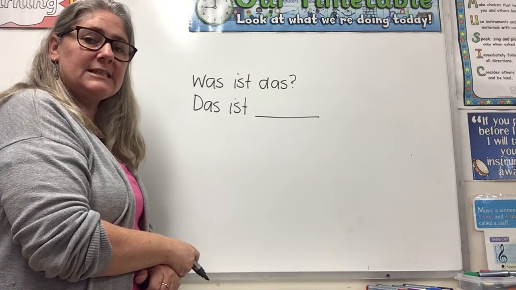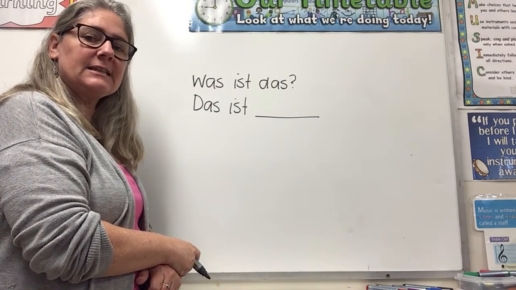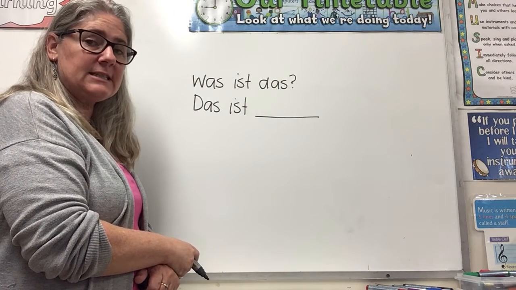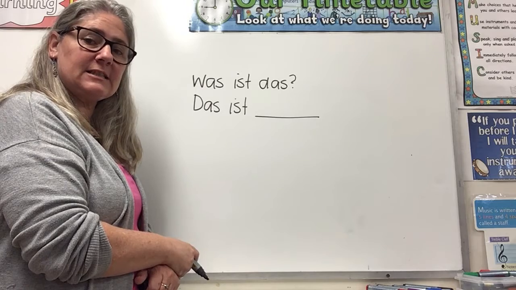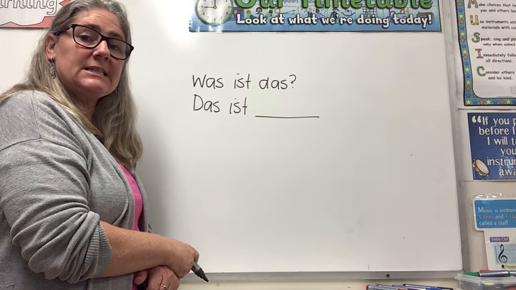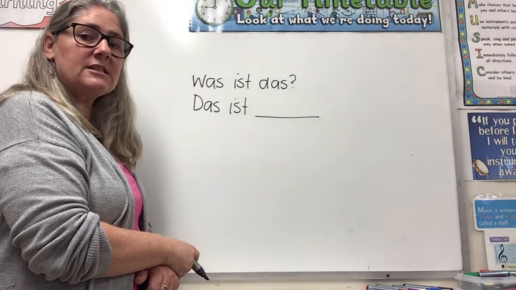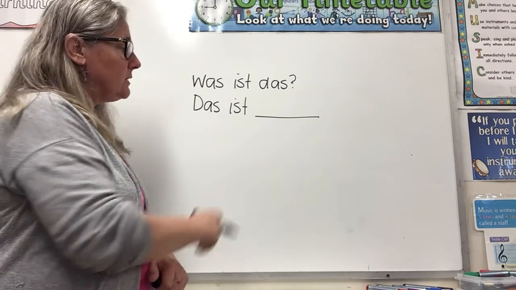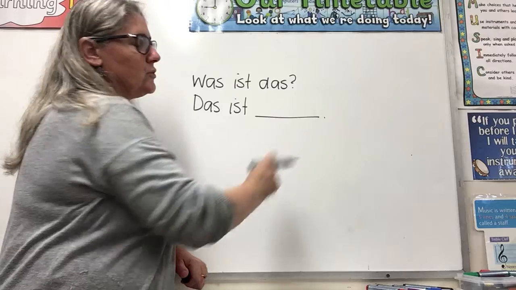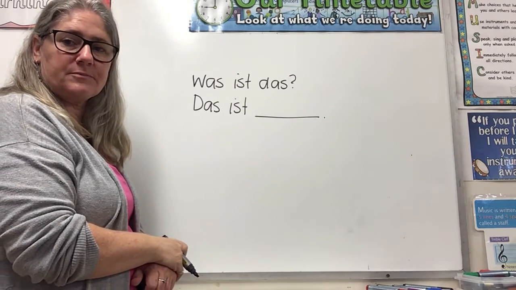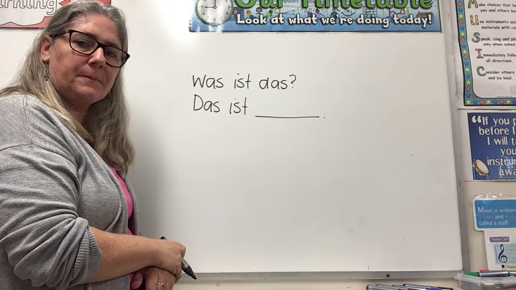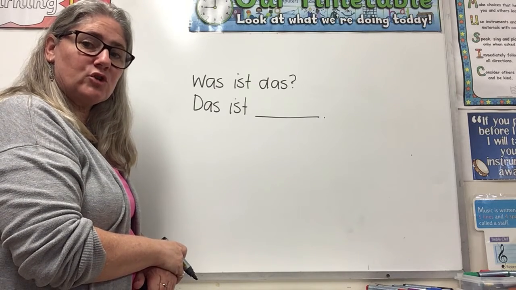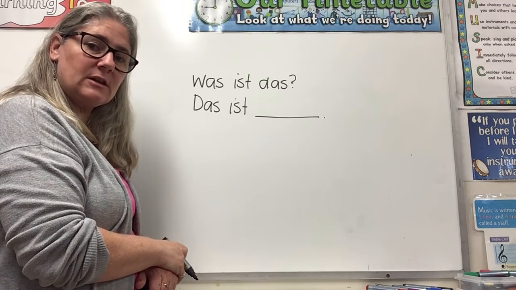For example, das ist der Hund. Das ist die Katze. Das ist das Pferd. So every time I do a line, you choose how you're going to fill it in. Of course, you can go back through all your other lessons so that you can choose what you might fit into those lines.